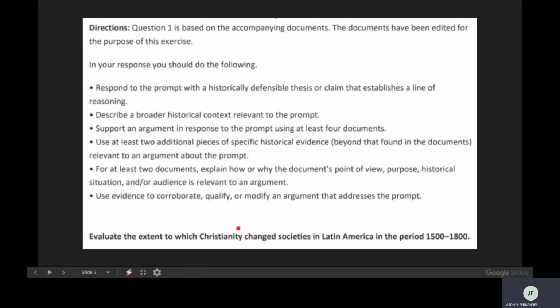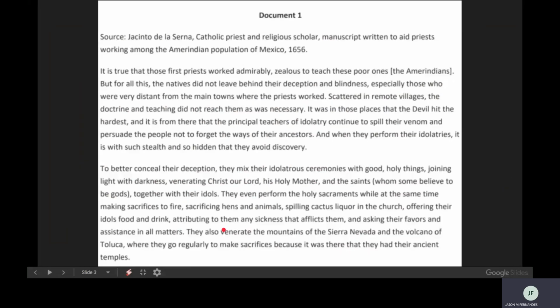All right, so let's get into the documents. And remember, what we're looking for are continuities, things that stay the same, and things that change with the arrival of Christianity. So document 1. Here we've got a Catholic priest who has written a manuscript, a book, to aid other priests who are working with the native population of Mexico. Okay?